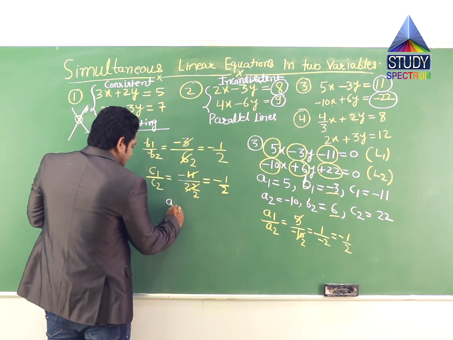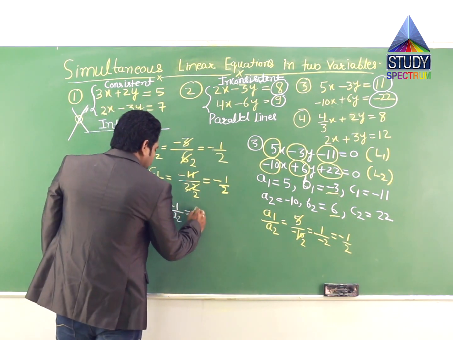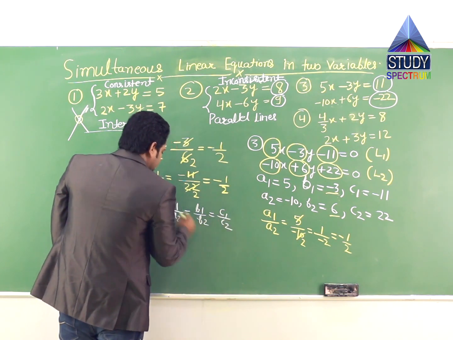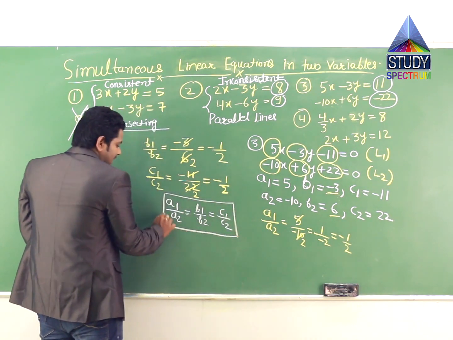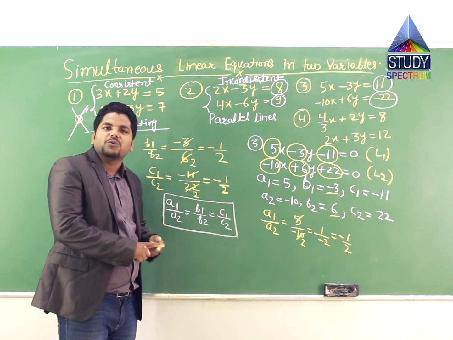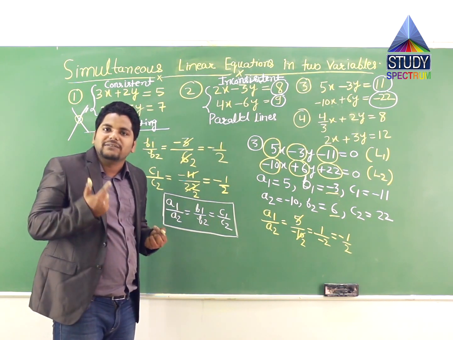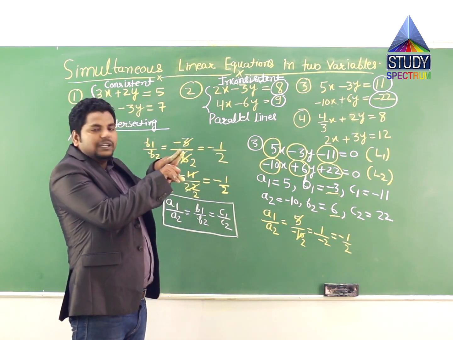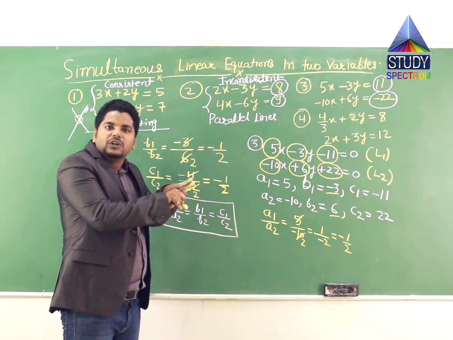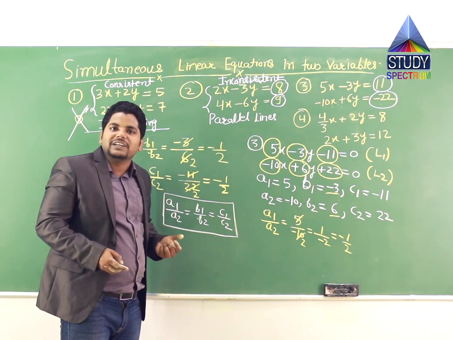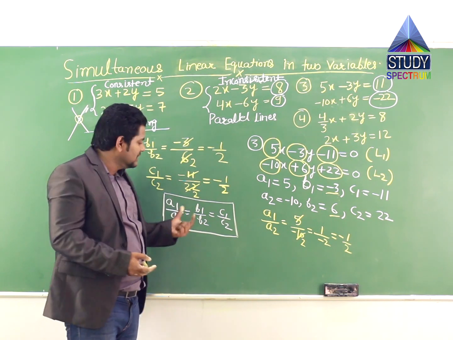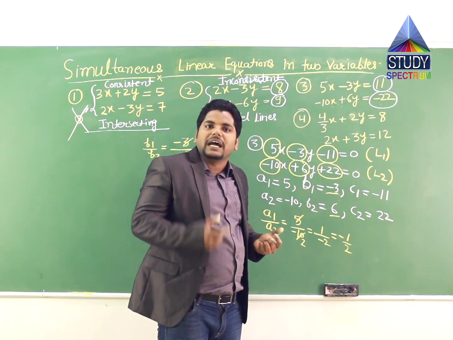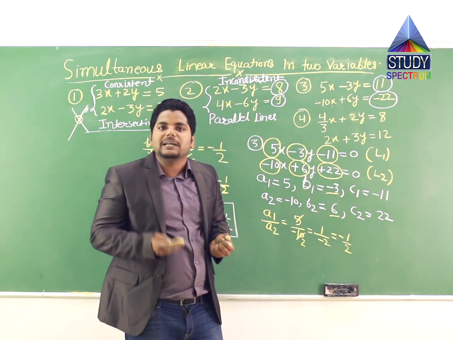So here A1 by A2 is equal to B1 by B2, is equal to C1 by C2. This condition indicates both lines are coincident lines, both lines will overlap each other. When both lines overlap each other, we'll get an infinite number of points common to both of the lines. So in this case, we'll get infinitely many solutions. This system of linear equations is consistent.